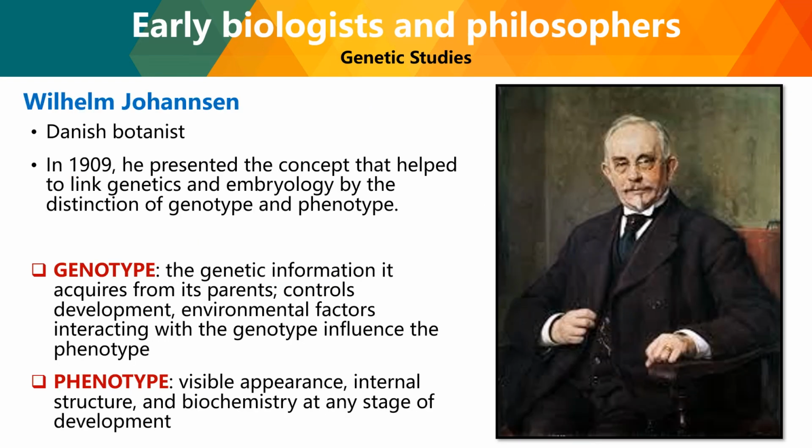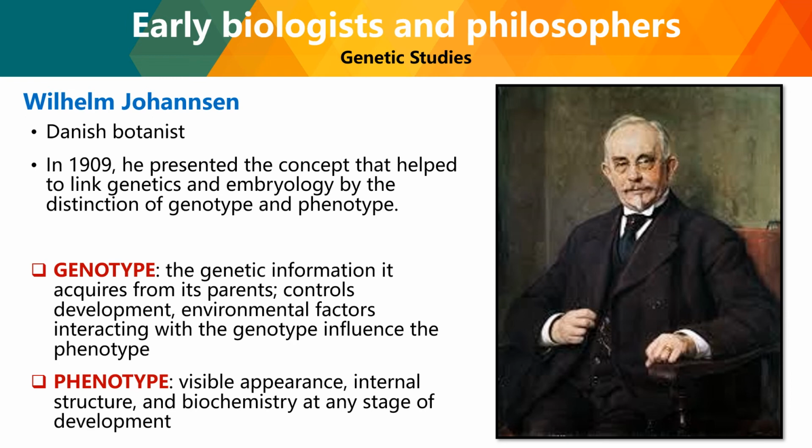Next we have the Danish botanist Wilhelm Johansen. In 1909, he presented the concept that helped to link genetics and embryology by the distinction of genotype and phenotype. The genotype is the genetic information an organism acquires from its parents, which controls development. Environmental factors interacting with the genotype influence the phenotype.